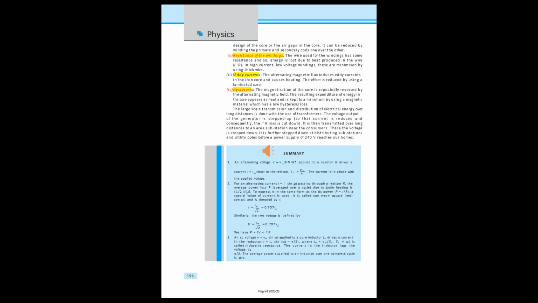The large-scale transmission and distribution of electrical energy over long distances is done with the use of transformers. The voltage output of the generator is stepped up, so that current is reduced and consequently, the I²R loss is cut down. It is then transmitted over long distances to an area substation near the consumers. There the voltage is stepped down. It is further stepped down at distributing substations and utility poles before a power supply of 240 volts reaches our homes.